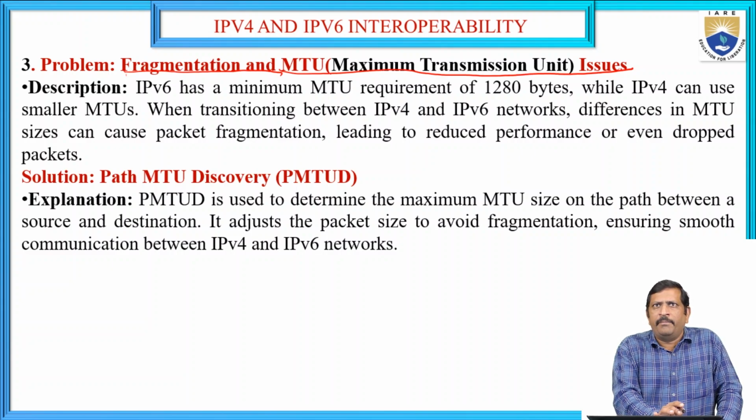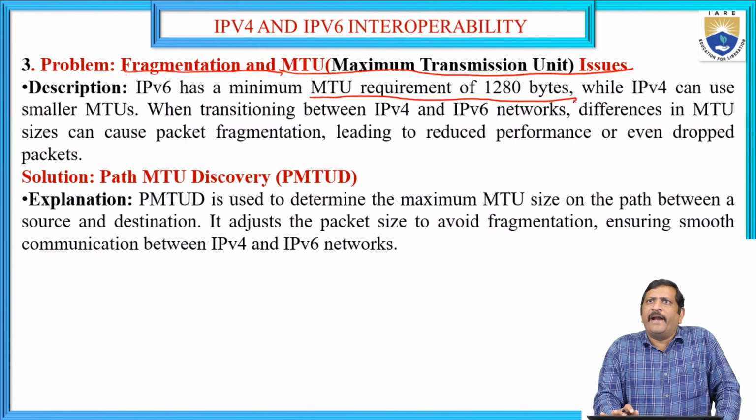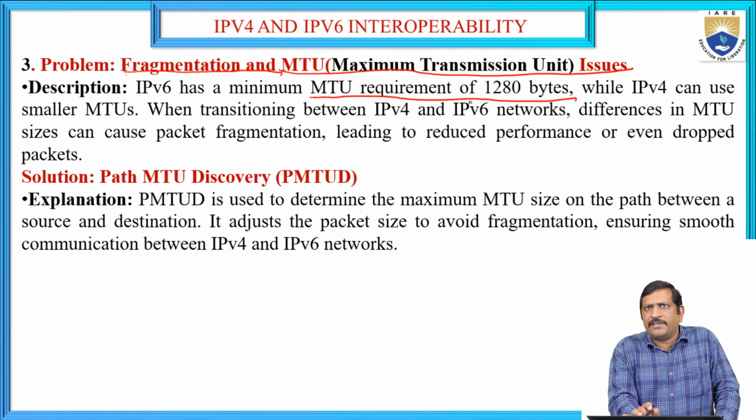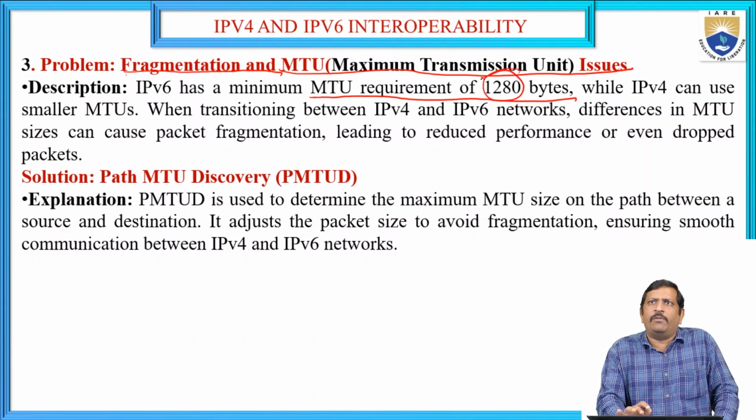IPv6 has a minimum MTU requirement of 1280 bytes. With the help of the MTU, we can transmit 1280 bytes. While IPv4 can use IPv6, with the help of this protocol, we can transfer a maximum of 1280 bytes.